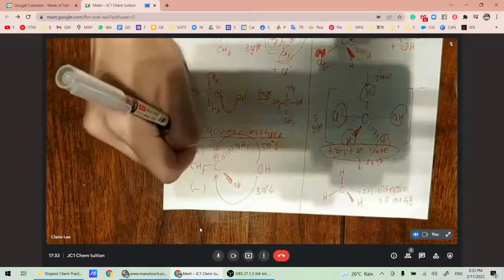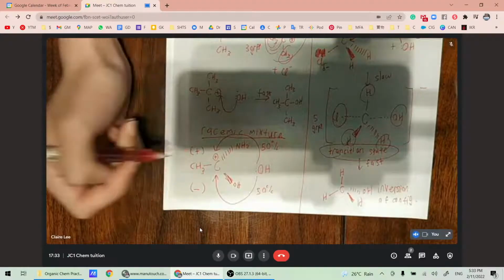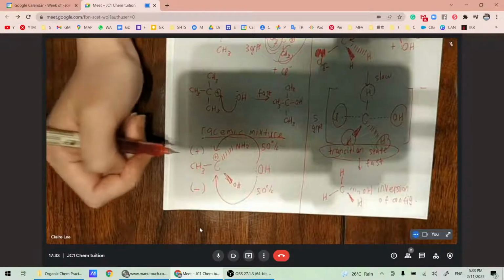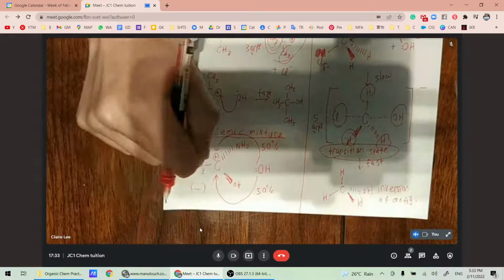And remember, if you have 50% of each type, they cancel out in optical activity. The cancellation results in no optical activity, and this is called a racemic mixture.